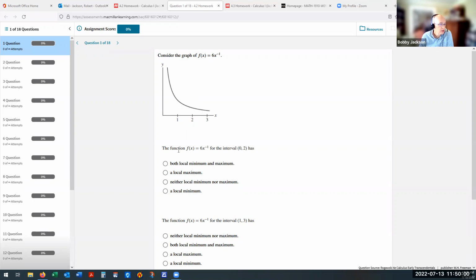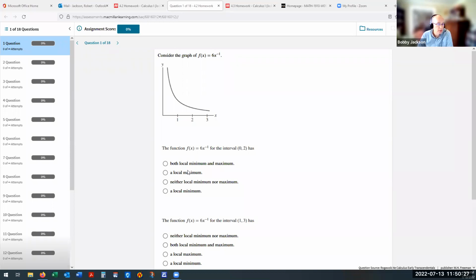Okay, so with this, on the interval from 0 to 2, and it's real important that we see the parentheses there, that means we do not include 0 and we do not include 2. The question is, which is true? Do we have both a local minimum and a maximum on that interval? Do we have just a local maximum? Do we have neither a local minimum nor a local max, or do we have just a local min?